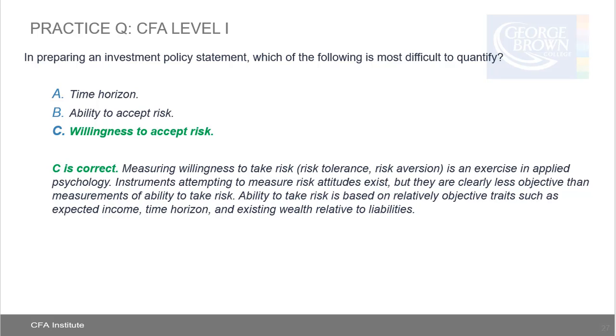That's fairly easy to quantify. Ability to take on risk is based on relatively objective traits such as expected income, time horizon, and existing wealth relative to liabilities. So we can quantify the time horizon and ability to accept risk. We can quantify through the income statement, balance sheet, and cash flow, but the willingness is more difficult to quantify.